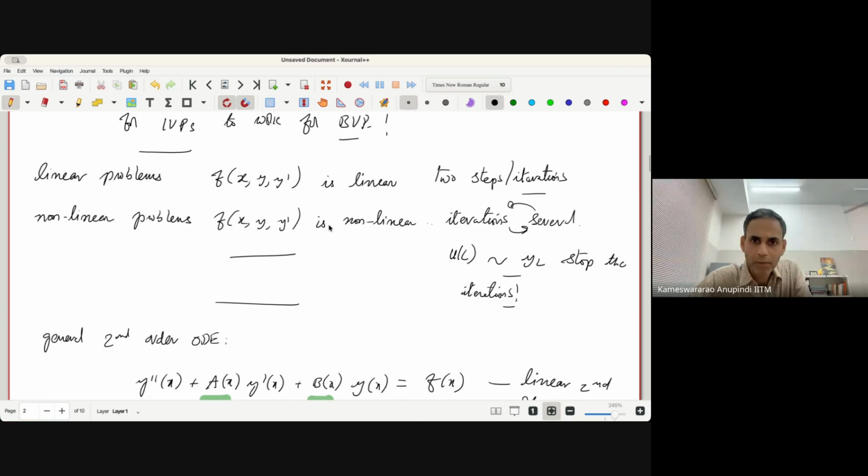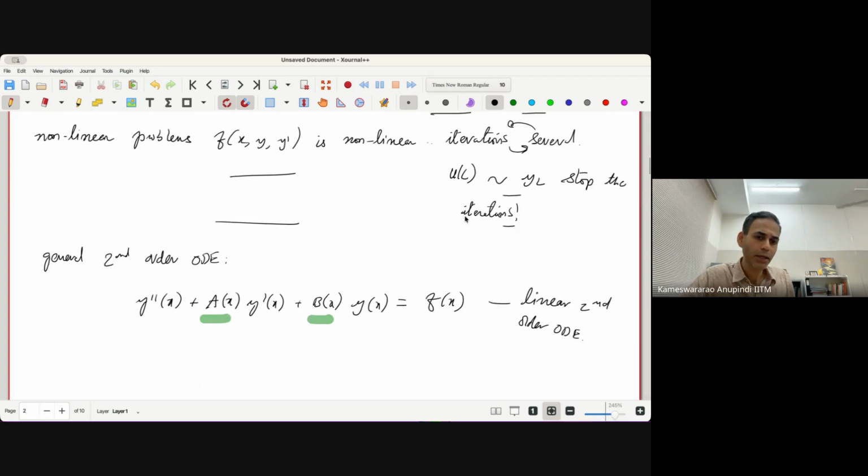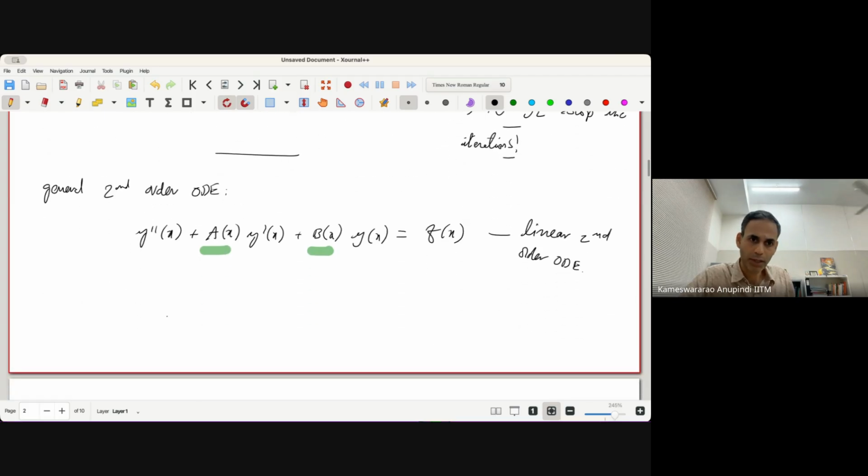So because it's a linear problem, as we discussed, we need only 2 steps or 2 iterations to solve this. Let me say now we are given 2 conditions, right? One condition was y of 0. The other condition was y of L. We are given these 2 boundary conditions on y.